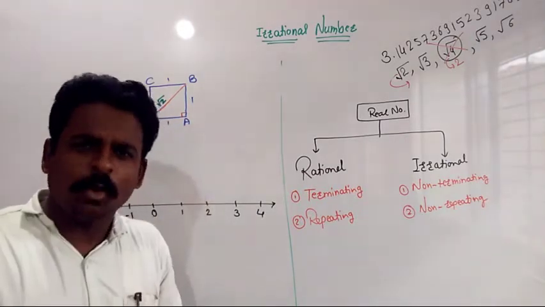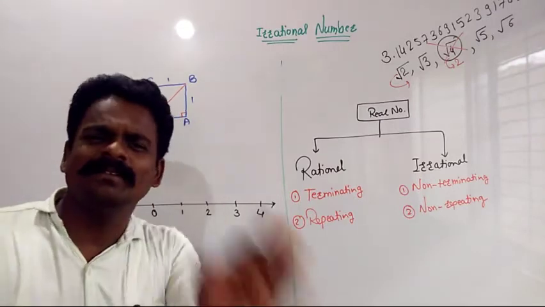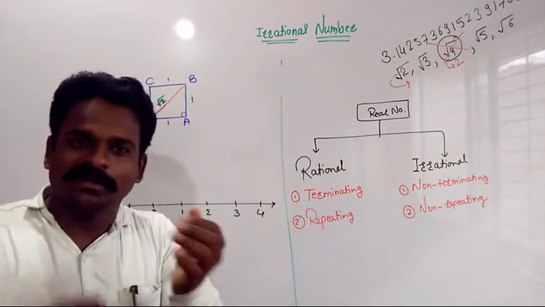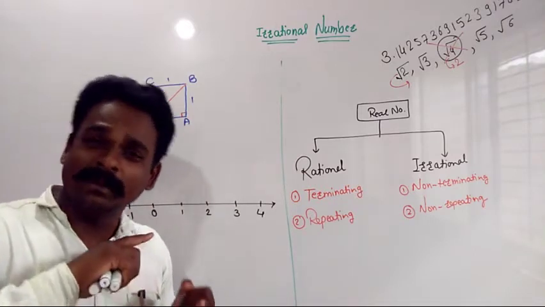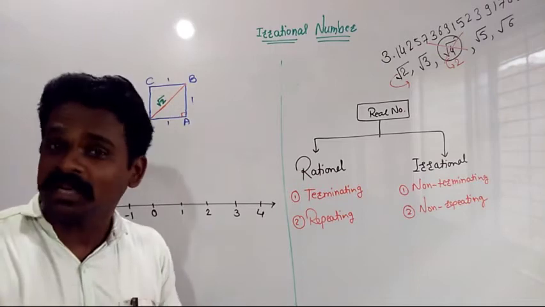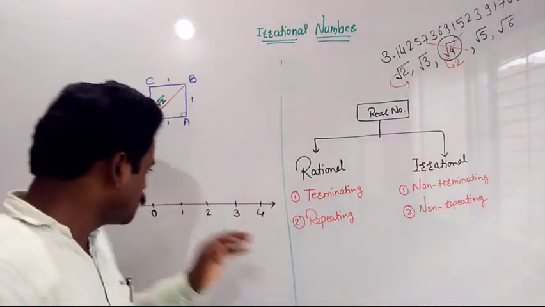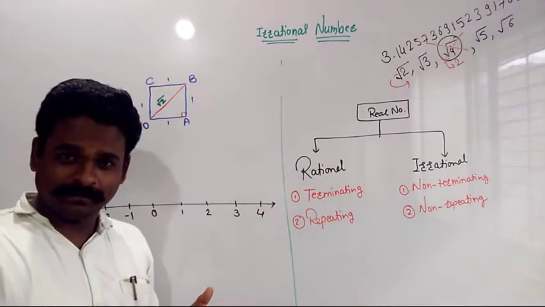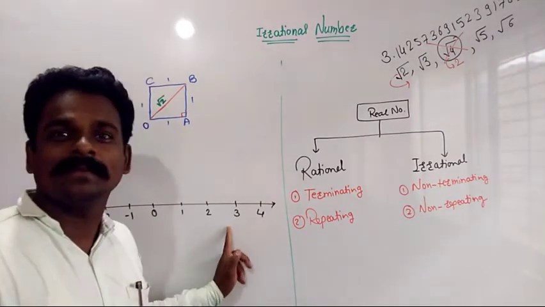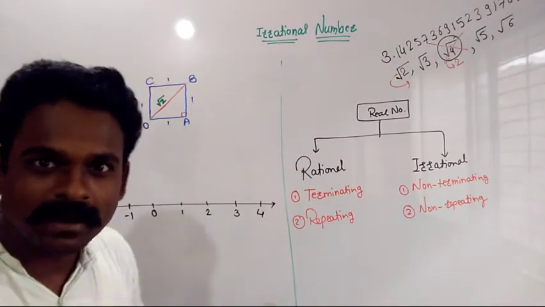Because whatever number we take from the number line is always real. Any number, that might be natural, whole, integer, rational, or irrational, any number. All numbers which you pick up from the number line are always real. Hence this number line is called a real number line.